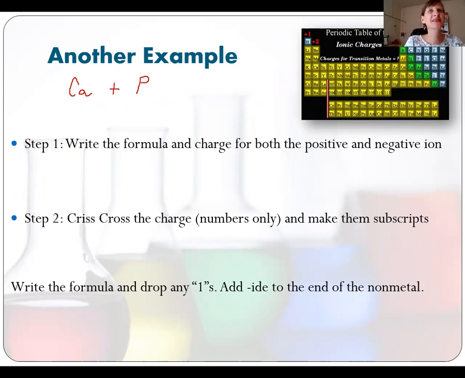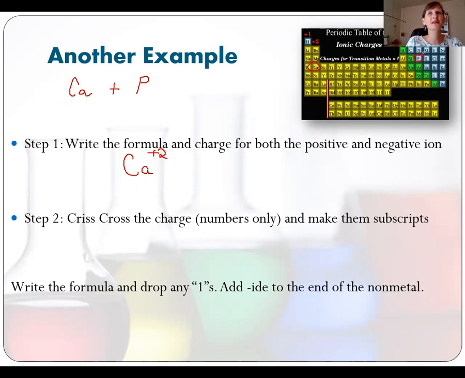So the first thing I did is I went and found calcium on my periodic table. And what charge does it have? What charge is it going to get? How many valence electrons does it have? And again, pause if you need more time. But calcium is going to be a +2 because it has 2 valence electrons, and it's going to get rid of both of those valence electrons. Phosphorus, we want to find phosphorus on the periodic table.